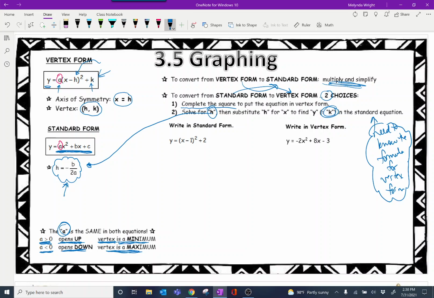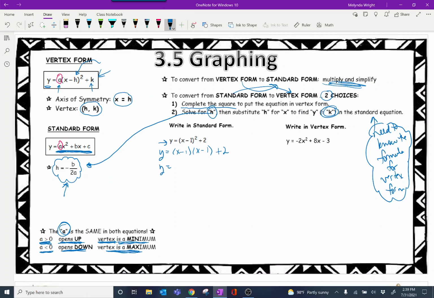All right, so let's practice just a little bit. Let's go back and forth. We're going to go right here, our first one. So we've got our first example. We are in vertex form and we want to go to standard form. That's the easiest one, where we're just going to multiply and simplify. So we know that (x minus 1) squared means we have to FOIL that. So let's do that.